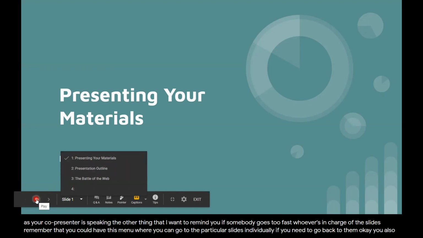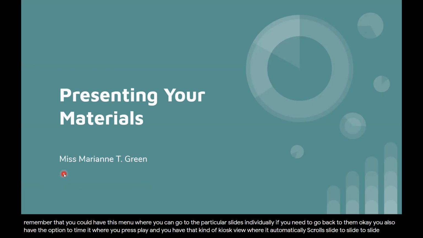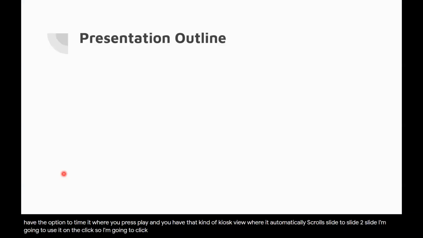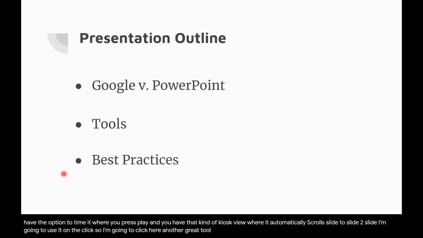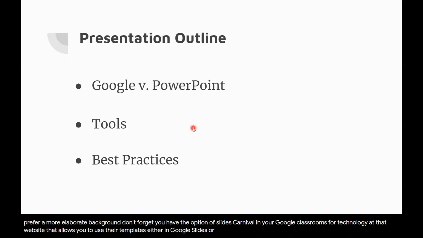You also have the option to time it, where you press play and you have that kind of kiosk view where it automatically scrolls slide to slide to slide. I'm going to use it on the click, so I'm going to click here. Another great tool is to animate the individual text boxes within your Google Slides. If you prefer a more elaborate background, don't forget you have the option of slidescarnival.com, and that's also in your Google Classrooms for technology. It's that website that allows you to use their templates either in Google Slides or PowerPoint.